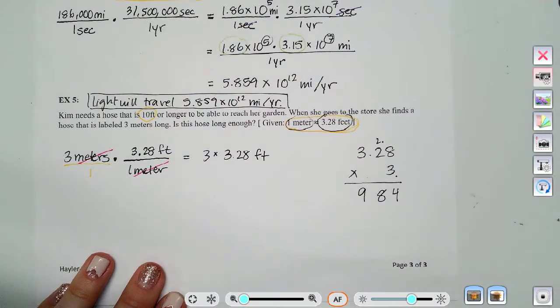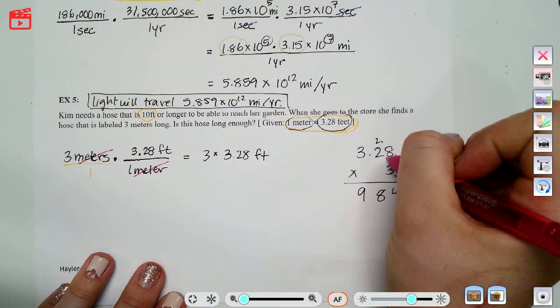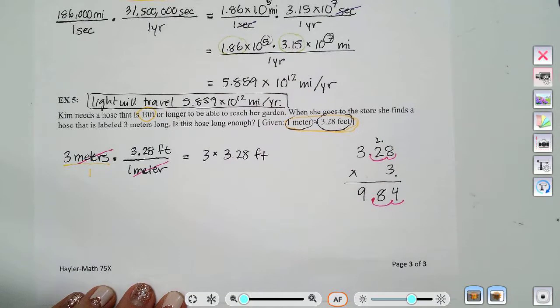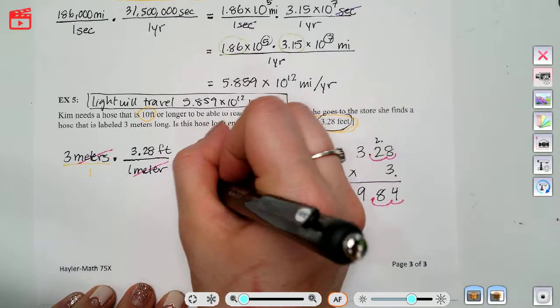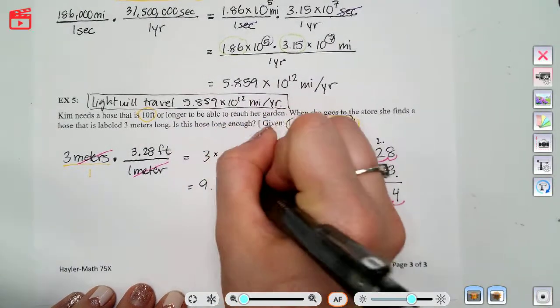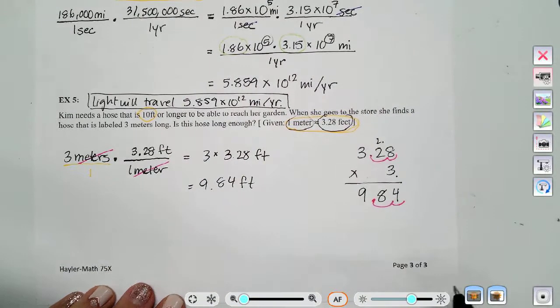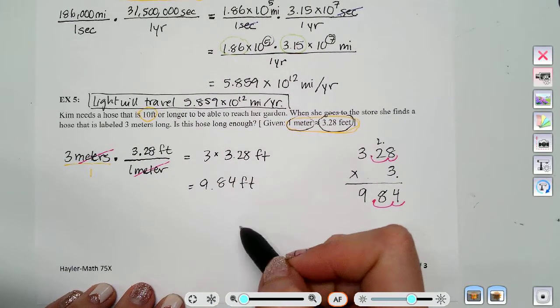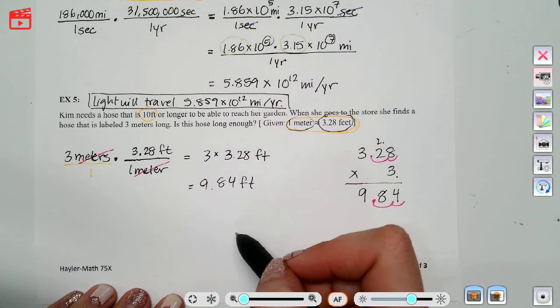How many decimal places are we going to move over? Well, we have 1, 2 decimals, so we'll move over 1, 2. And our answer is going to be 9.84 feet. Is that long enough? How long did she want the hose to be? She wanted the hose to be 10 feet, and this is only 9.84 feet. So is the hose long enough?